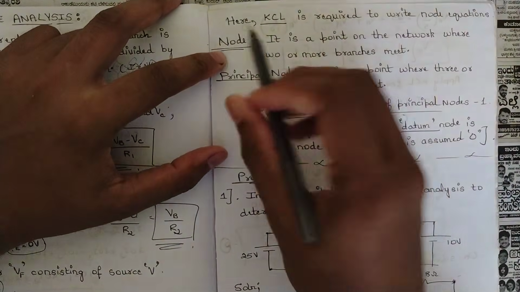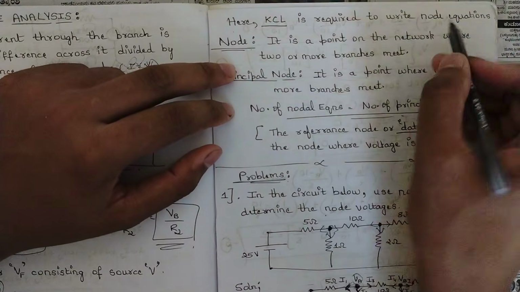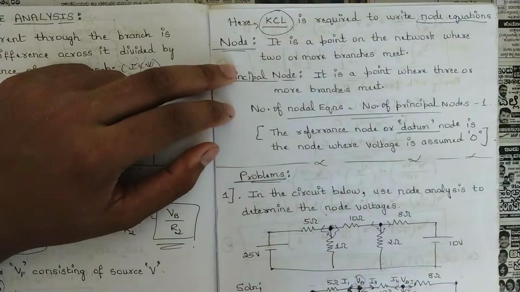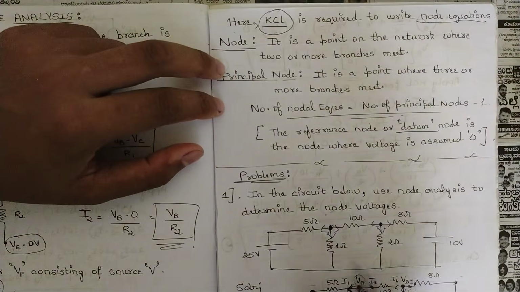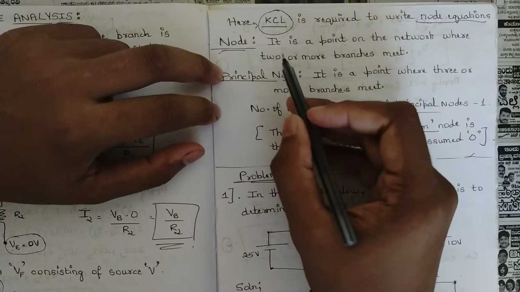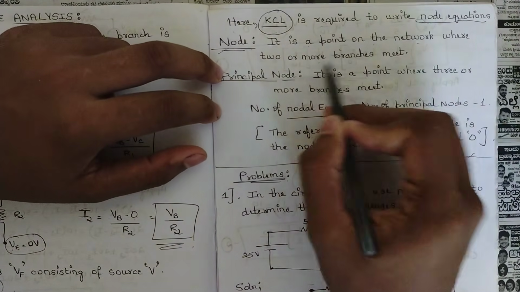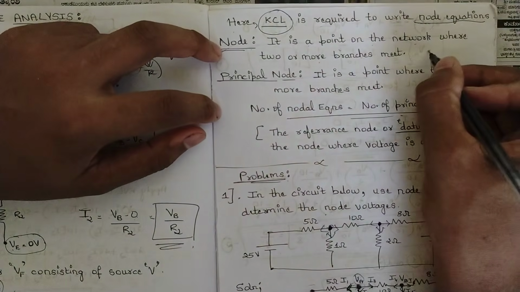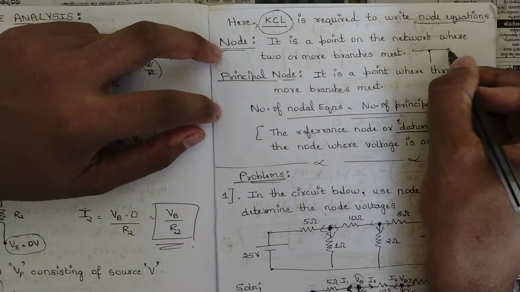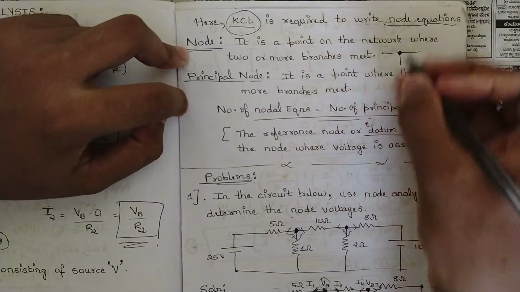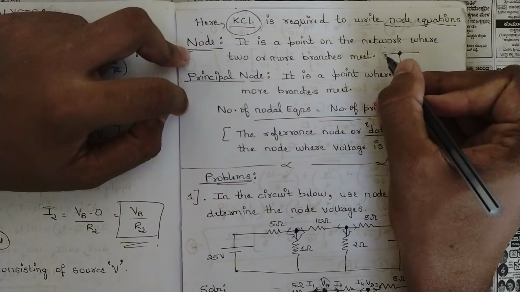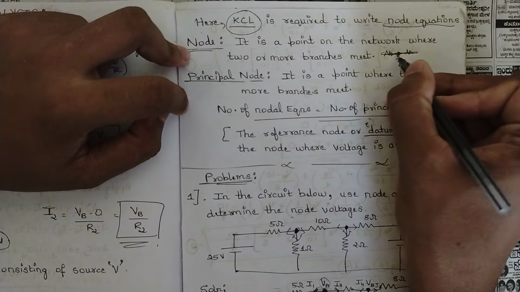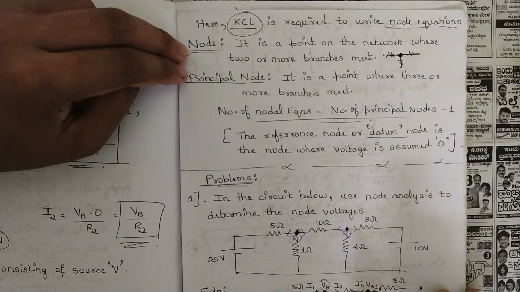Then we have here KCL, which is required to write the node equations. In order to write the node equations, we should be using the KCL, that is Kirchhoff's current law, which I've told you already. So this is the definition of node: it is a point on the network where two or more branches meet. For example, like this we have one network, and here we have one resistance, and these three branches meet at this particular point, and that point is called a node.